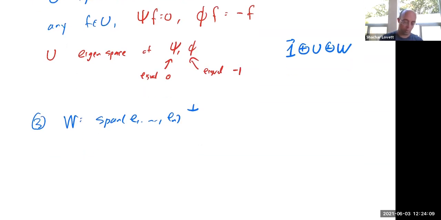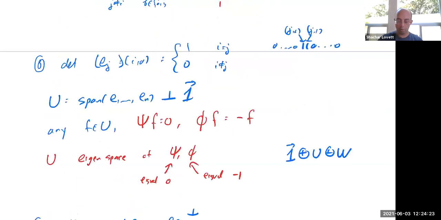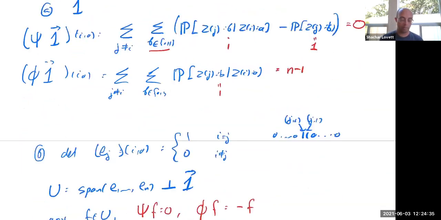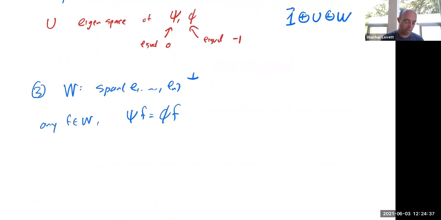And here you can prove that for any F in W, psi F equals phi F. So this minus part, where it's minus probability J is B, is always annihilated if you're orthogonal to all these vectors. So again, it's a simple calculation. You can check on your own later in the notes. So these parts are the same, so they have the same eigenvalues.